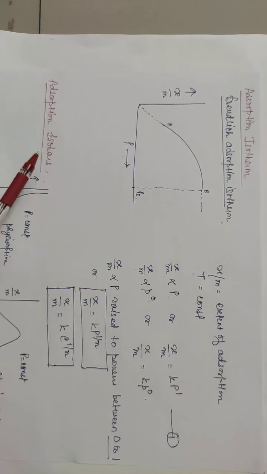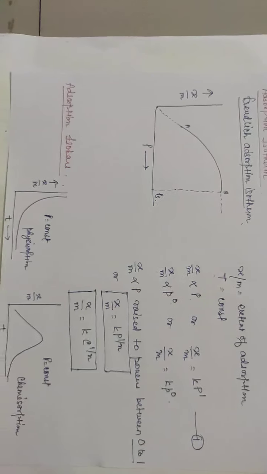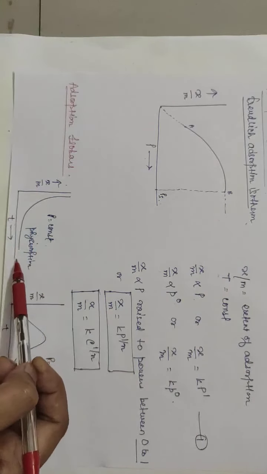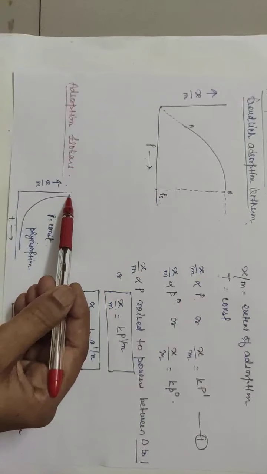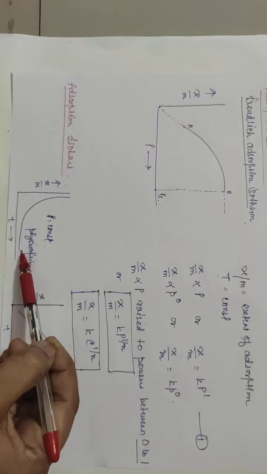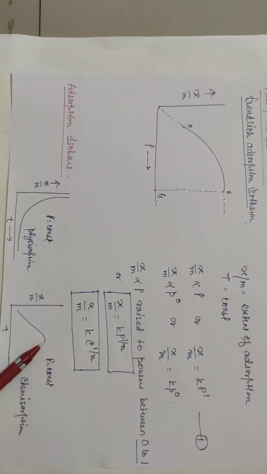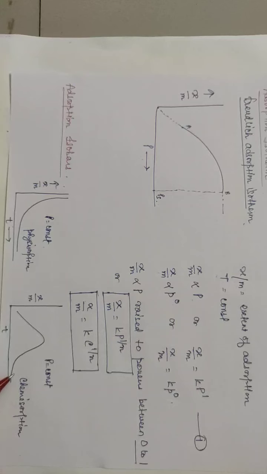Now adsorption isobars, that is when the extent of adsorption is plotted against temperature when pressure is taken constant. For physisorption, it is seen that with increase in temperature, the extent of adsorption decreases. For chemisorption, it is observed that the extent of adsorption first increases and after that it decreases.